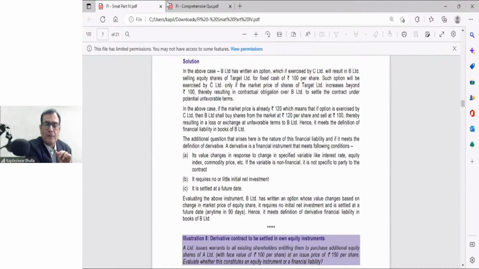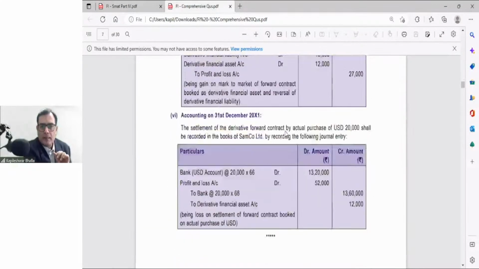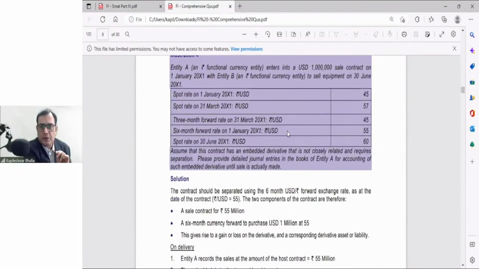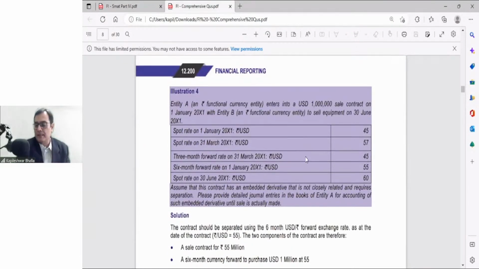I think it's in the comprehensive illustration. So let me come to the comprehensive illustration part, and let's take you to that illustration in this case. Oh yes, this is illustration number 4. Let's have a look at illustration number 4 with you, and we're just going to understand a bit part.